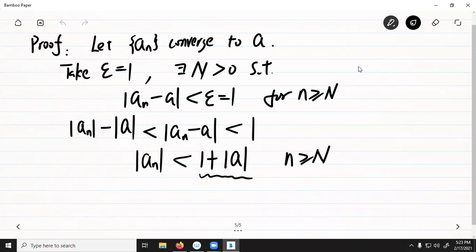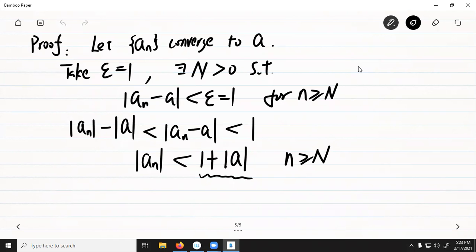What about n less than this capital N? The good thing is that for n less than capital N, we have finite terms, right? A0, A1, A2, A3 up to A capital N minus 1. If we can take the maximum value of these terms and this number, then we're done. This is our m, okay? So this is the idea.